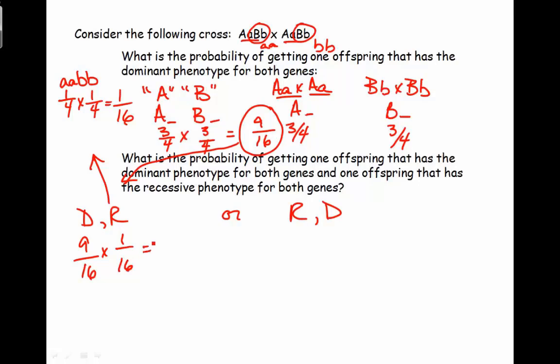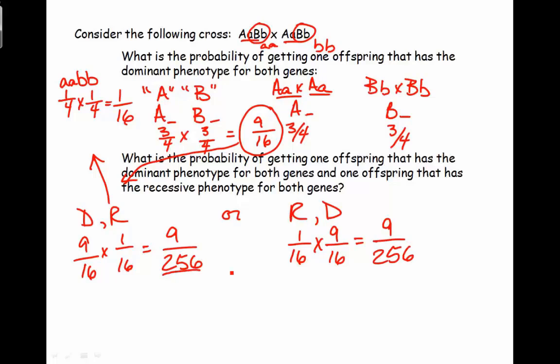Okay, so if we go and we multiply those together, we're multiplying across the top and we're multiplying across the bottom. And so we are going to get a 9 on the top and a 256 on the bottom. That's the probability of that particular order. Now we have to consider the other order, other way it could happen. So over here, the probability it will be recessive for both is 1/16. The probability it will be dominant for both is 9/16. Multiply them together, and we get 9/256.